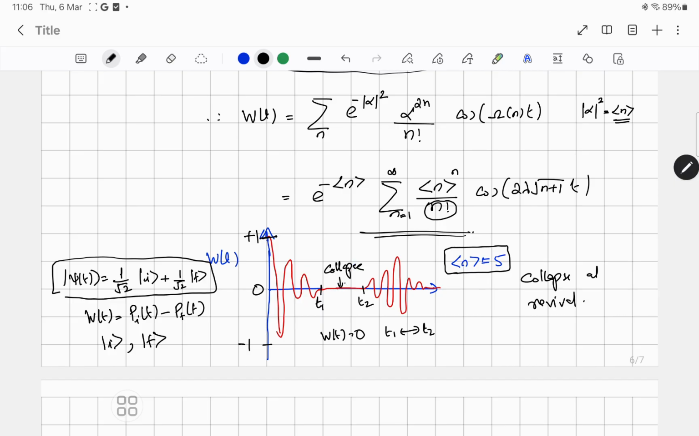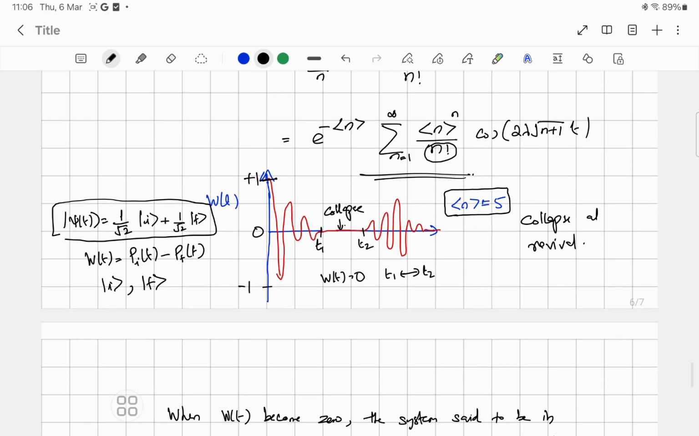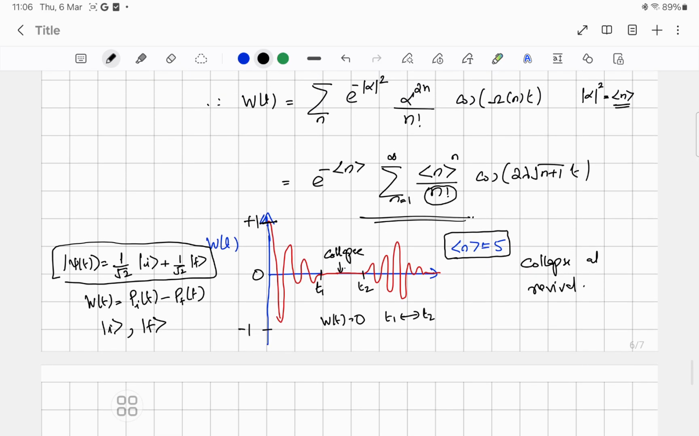So the system is in collapse for the time duration between T1 and T2. Between T1 and T2, there is no dynamics for the system. The system remains in the exact superposition of the ket I and ket F, and after that it is changing.